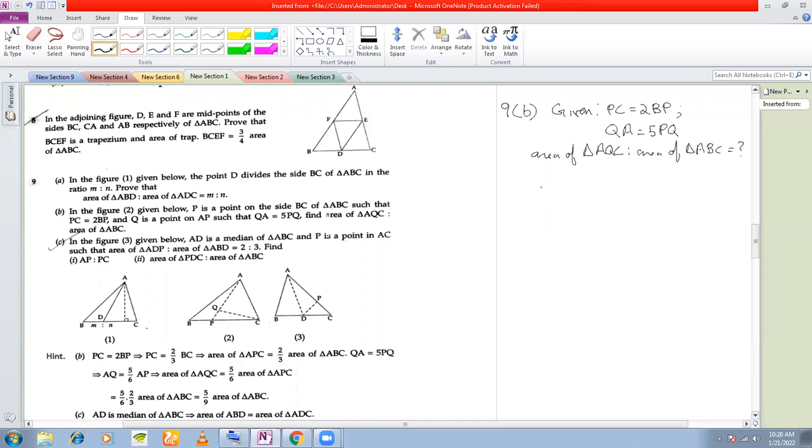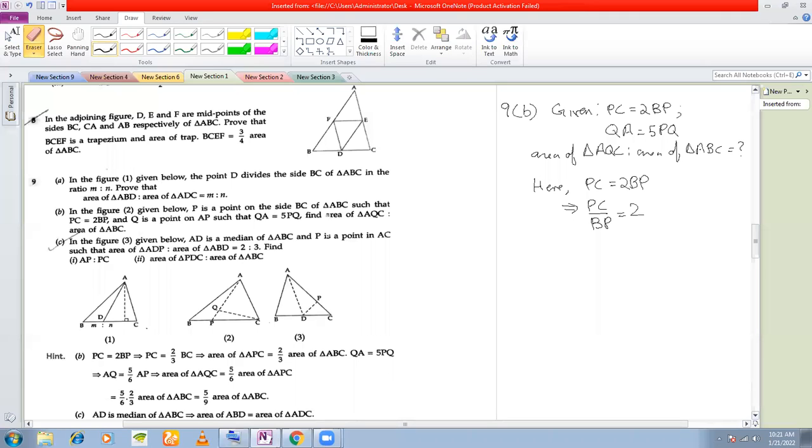Once we know this, look at this figure now. It is given that PC is equal to twice BP. So let's see what is PC and what is BP. PC is this length, and BP is this length. So the length of PC is twice BP. That means I can write PC by BP must be equal to 2.